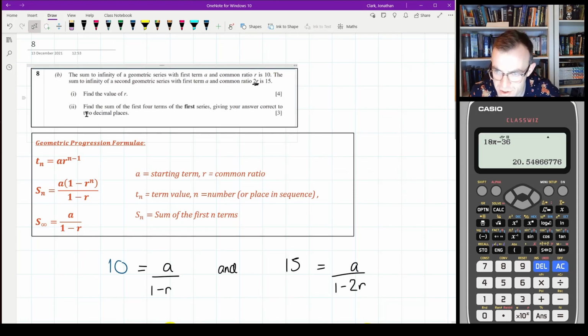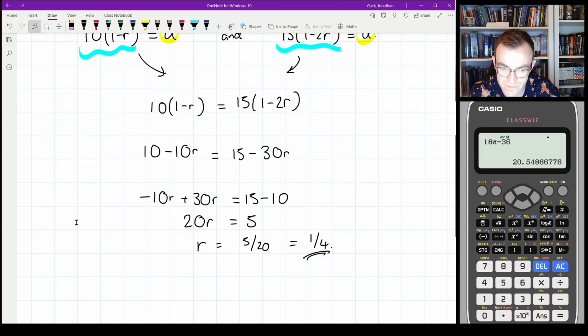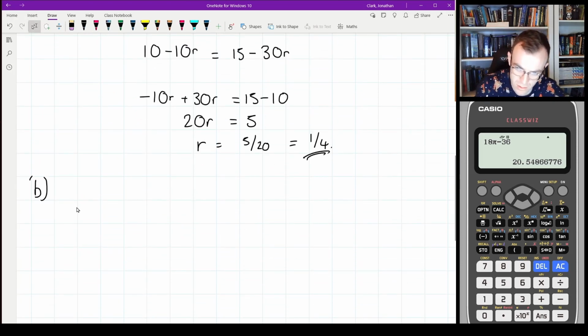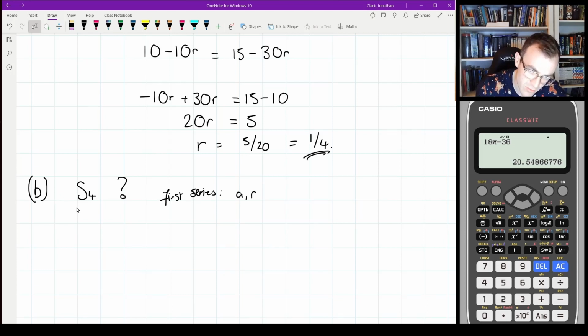And what else am I supposed to do? Find the sum of the first four terms of the first series. Give your answer to 2 decimal places. Okay, so just the first 4 terms. And it's the first sequence, the one with a and ratio r, not 2r.